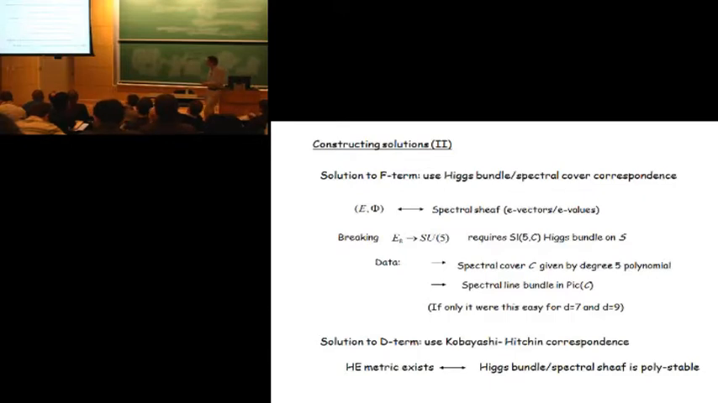Then we need to solve the D-terms, and the standard approach is to use the Kobayashi-Hitchin correspondence. First you reinterpret the D-terms as saying that I want a certain special canonical metric on my bundle, which is usually called the Hermitian-Einstein metric. The Kobayashi-Hitchin correspondence says that this Hermitian-Einstein metric exists if and only if the Higgs bundle, or equivalently the spectral sheaf, is polystable. So then you need to check polystability, and you're done.